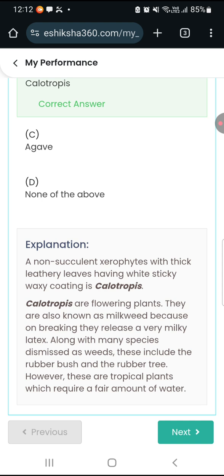Calotropis are flowering plants. They are also known as milkweed because on breaking they release a very milky latex. Along with many species dismissed as weeds, these include the rubber bush and the rubber tree. However, these are tropical plants which require a fair amount of water.